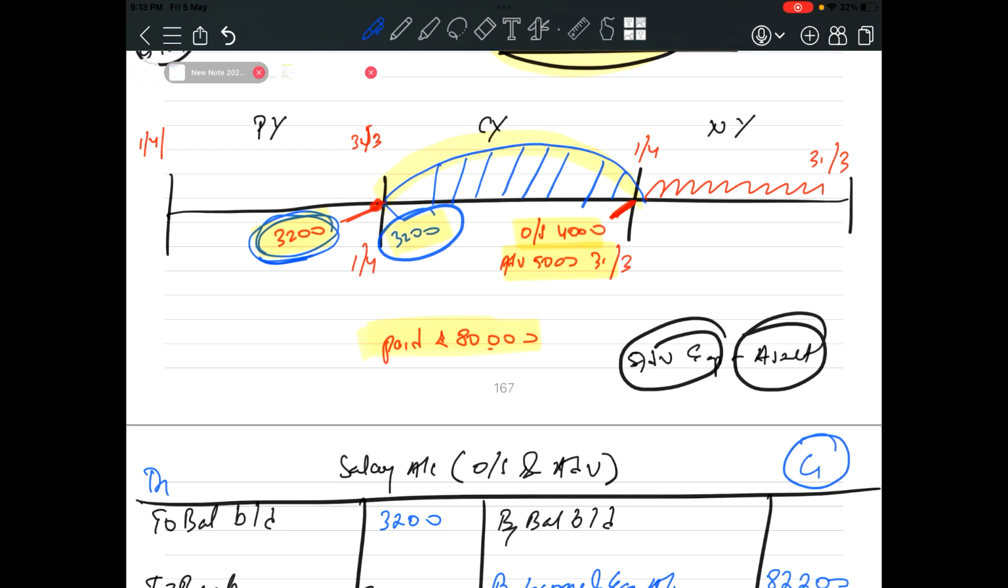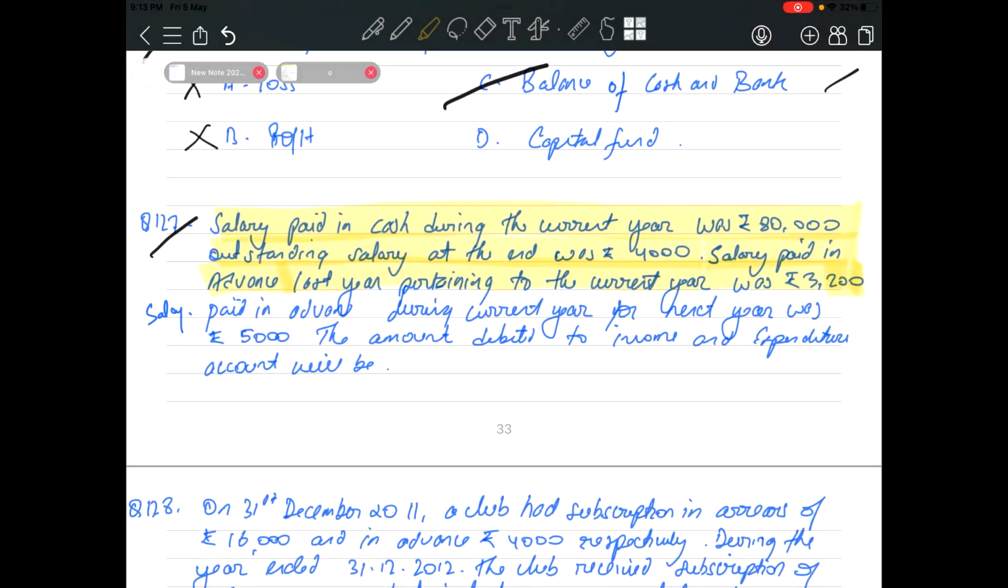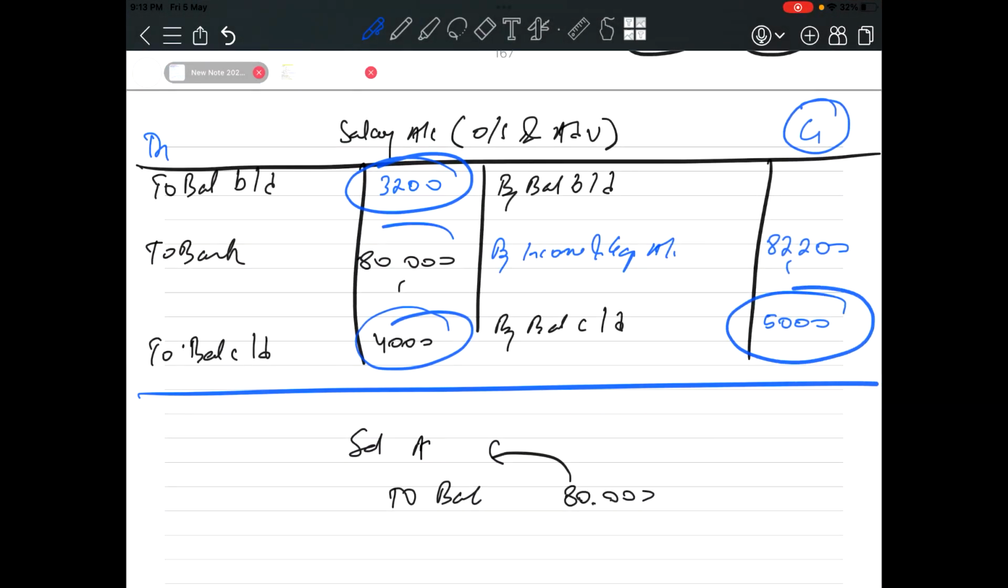So if this is the balance of advance expenses of the last year, and if this is the closing balance, what will be the opening balance? The opening balance will be the same amount. Advance salary is an asset, so where will it come? It will come on the debit side. Next, salary paid in advance during the current year for the next year was 5,000. Now we have paid salary in advance for the next year during the current year, 5,000. So this will be the closing balance of the asset account. So 5,000 will come here.